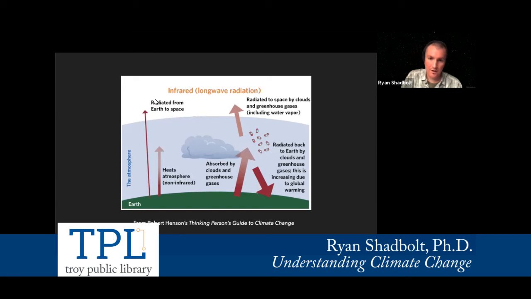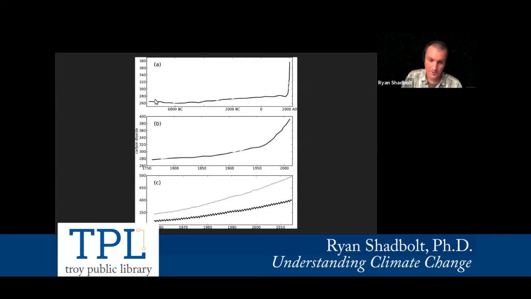Carbon dioxide is by far the most common of those three that I just listed: carbon dioxide, methane, and nitrous oxide. So let's take a look at carbon dioxide here, and we'll look at the top third of this first. This takes us back 10,000 years. The units here are in parts per million.